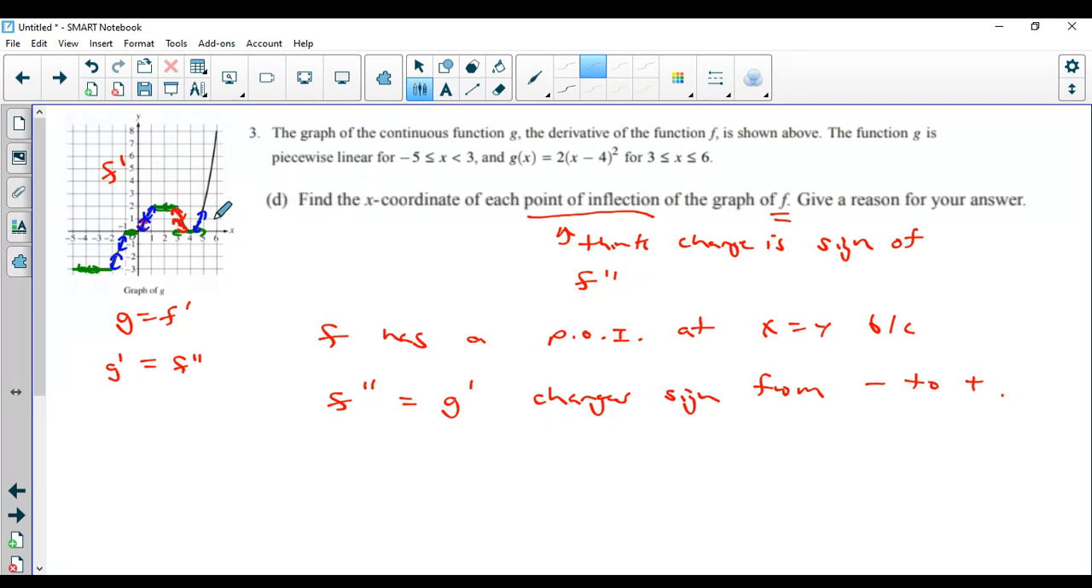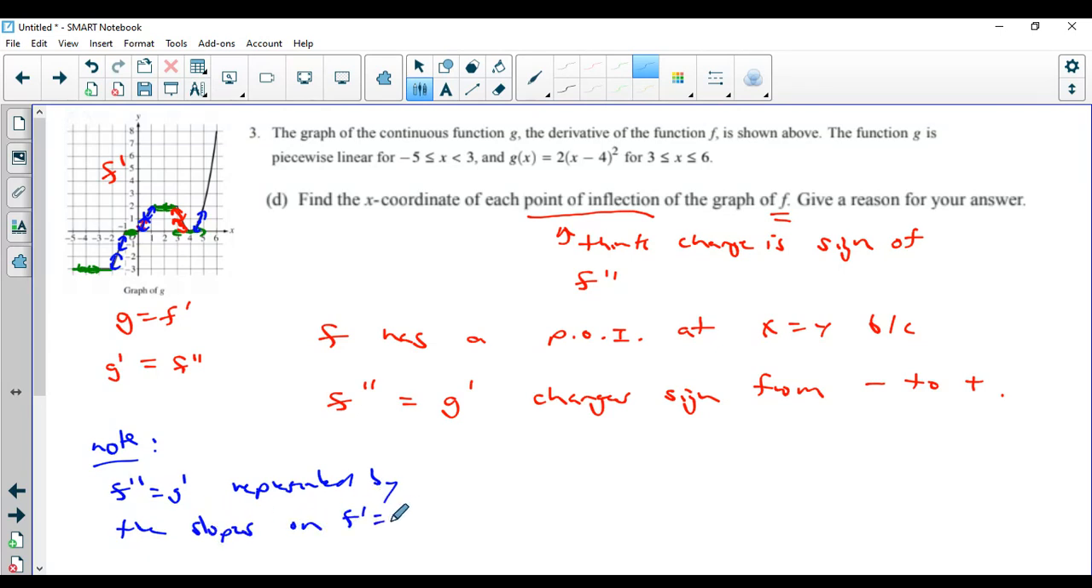And again, to be similar, you can say because f prime goes from decreasing to increasing. They do this sometimes. So you can state it that way as well. I particularly like to state it in terms of the sign change. And then again, just make a note that f double prime, which equals g prime, is represented by the slopes on f prime, which was g.